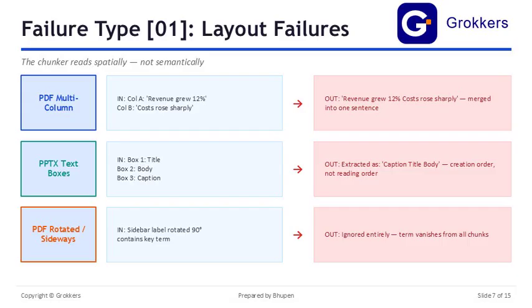The third example is one most practitioners overlook entirely: rotated or sideways text in PDF sidebars and margin labels. These are simply skipped by most parsers, meaning key terms that appear only in a sidebar annotation are silently absent from every chunk. The practical choice when dealing with complex layouts is to validate extraction output visually before trusting it in a pipeline.